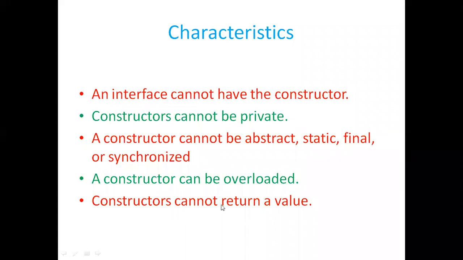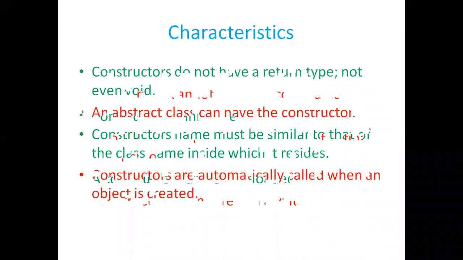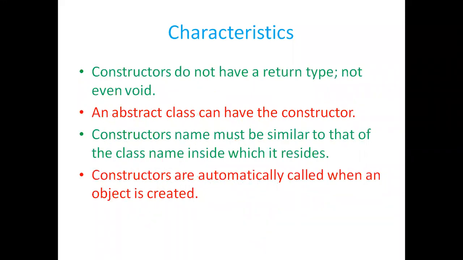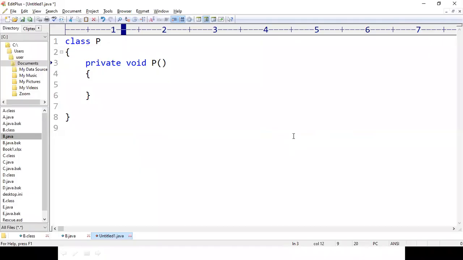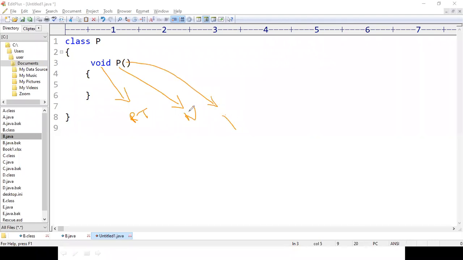Next one, constructors cannot return a value. So it is very important. Previously we have discussed that a method contains four parts. I have already explained this one. It is called the return type, and then the name of the method, and then the parameters of the method, and then the body of the method. The things which are in between the opening and closing curly braces are called the body of the method.